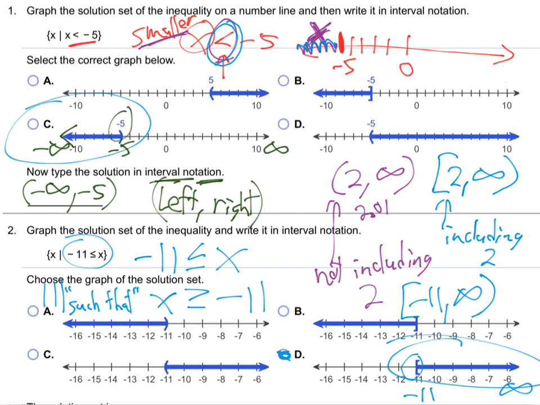Left edge, right edge. It's always left of the piece of shading. Left edge, right edge. The order matters for interval notation. Smaller to bigger. Good?